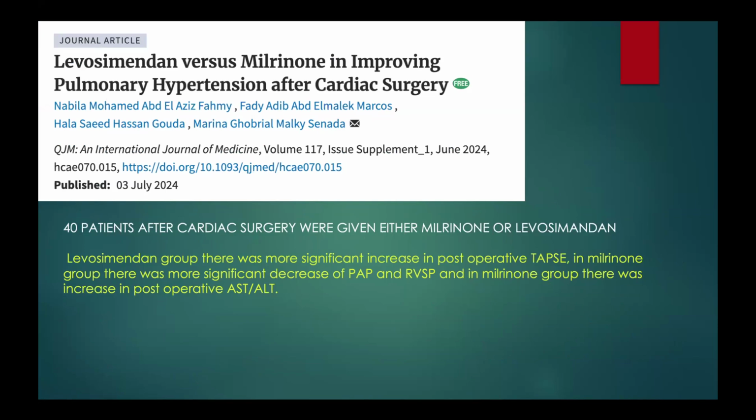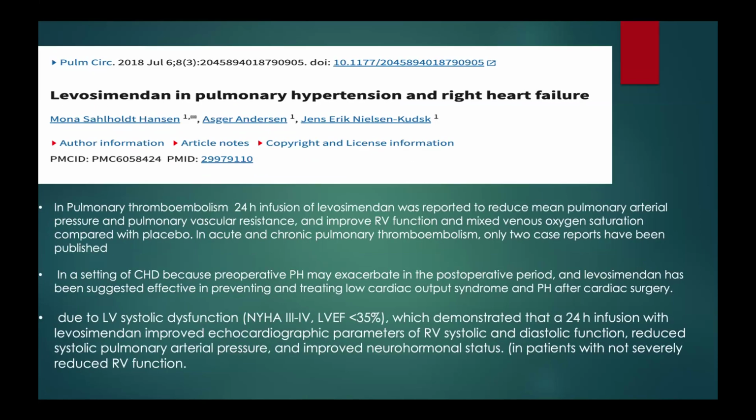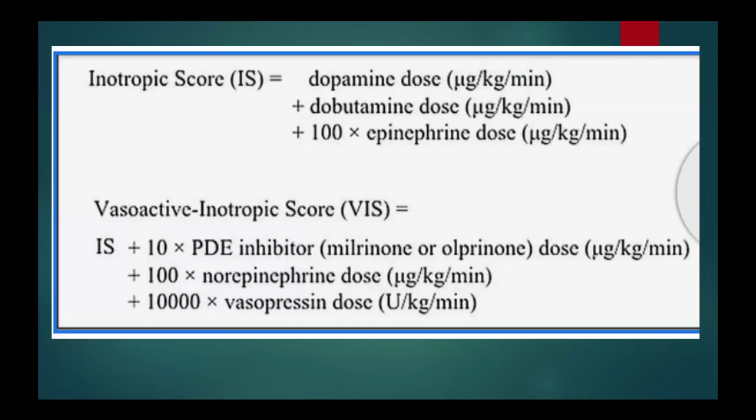It has been seen that levosimendan helps in improving the right ventricular function, that is the systolic function of the right ventricle, compared to milrinone, which helps more in reducing the pulmonary arterial pressure compared to levosimendan. So this is something which is called the vasoactive inotrope score, which is very useful. A VIS score of more than 20 in the immediate postoperative period is considered fatal for the cardiac outcome.